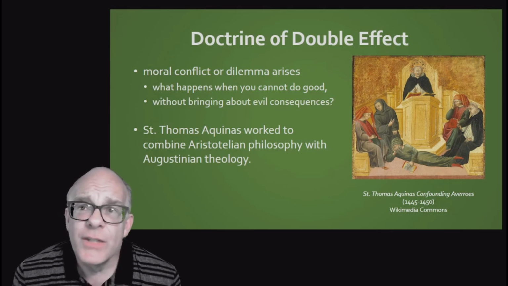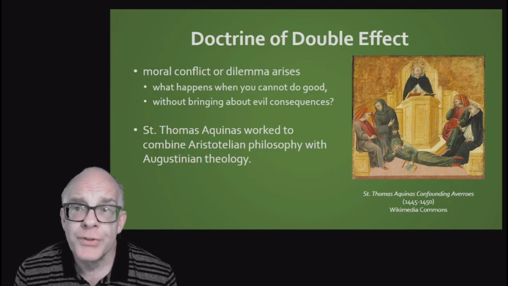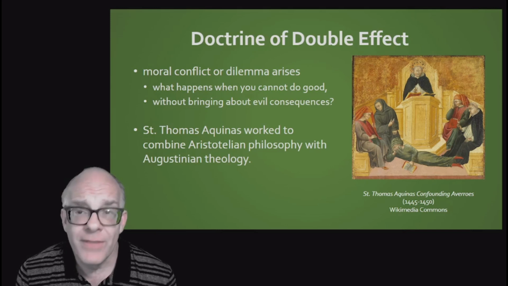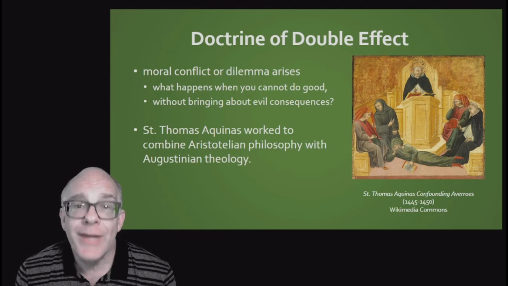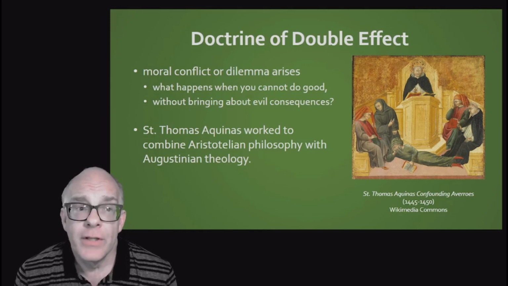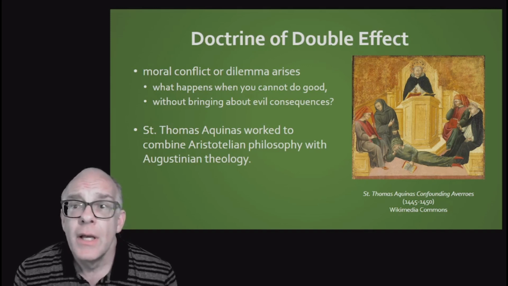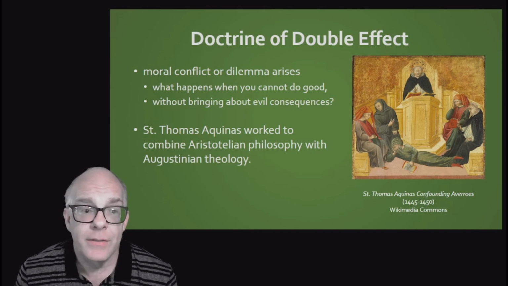So we've been dancing around this concept, but basically the concept we're talking about is that when two moral rules come into conflict with one another, we end up with a dilemma. And this is described in philosophical terms as the doctrine of double effect. What happens when you cannot do good without bringing about evil consequences? The doctrine of double effect is often discussed in association with Thomas Aquinas, who worked to combine Aristotelian philosophy with Augustinian theology in an effort to come up with an answer.